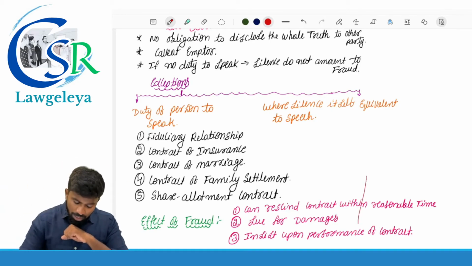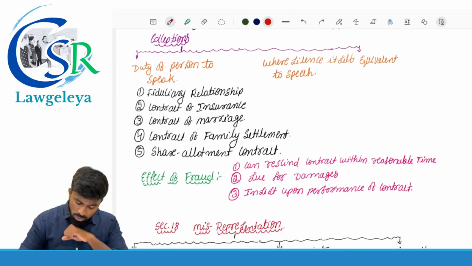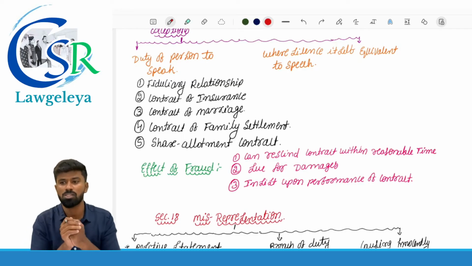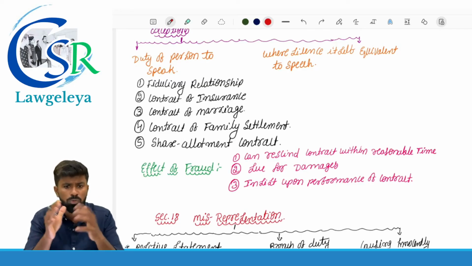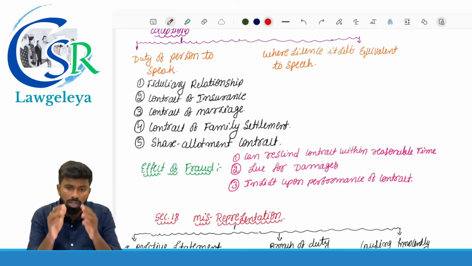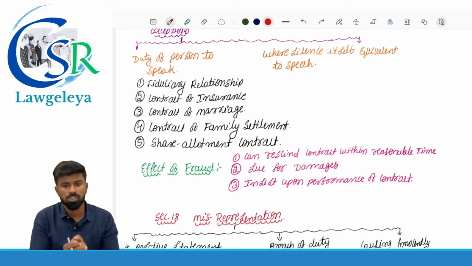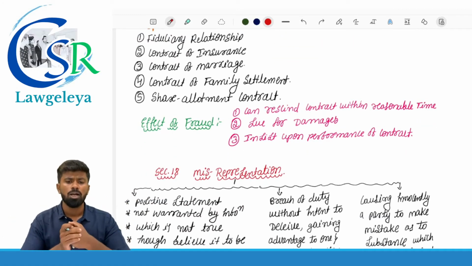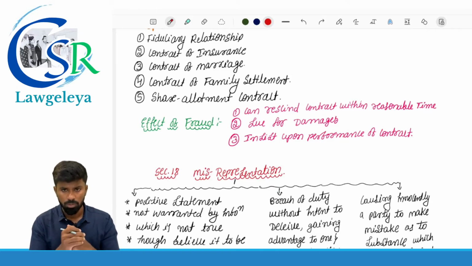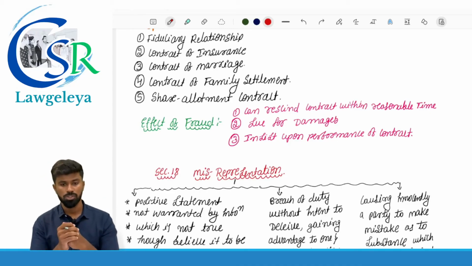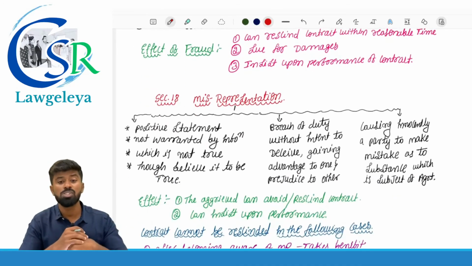Next one, where silence itself is equivalent to speech. There are cases where a person's silence also is equivalent to speech. For example, if a person says, if you do not deny something, I will consider it as a good product. He remains silent. By remaining silent, he is admitting that it is of what quality? Good quality. If it is not of good quality, it amounts to what? Fraud. Effect of fraud, same like other one. In case of fraud, the contract can be rescinded at the option of whom? The person whose consent is not free. He can file a suit for what? Even damages.